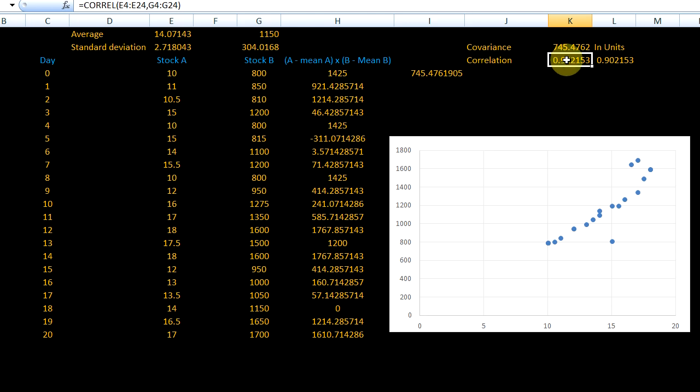Now, there's no problem with correlation. Remember, the correlation doesn't change between the population and sample. So you have no issues there. So that's something to remember.